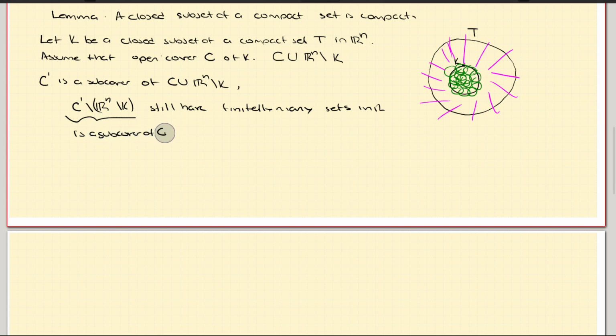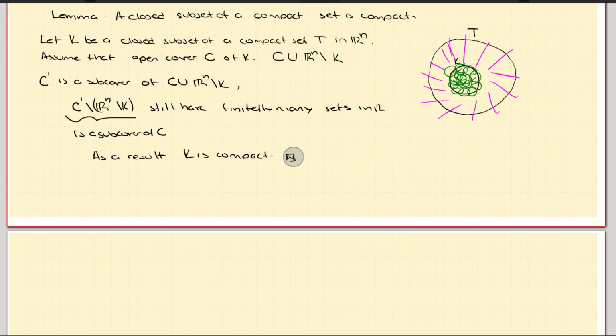Because at the beginning we have all the sets of C plus Rn minus K, the only difference between these two sets is Rn minus K. If we take this out, this still covers the whole K, and all the sets it contains are also members of the cover that we took at the beginning, the given cover C. So for any open cover of K, we can find a finite subcover of it, right? This is exactly the definition of compactness. So we can say that K is compact, and this finishes the proof of the lemma.